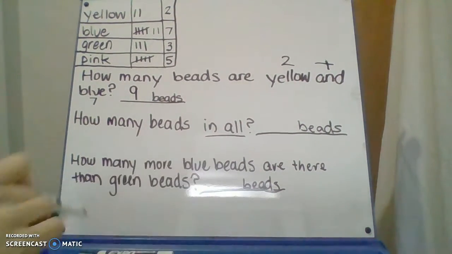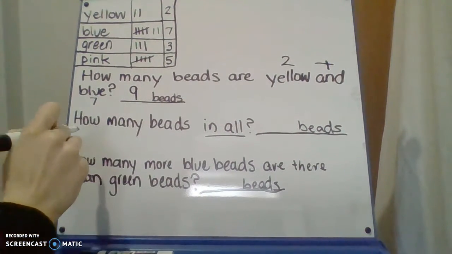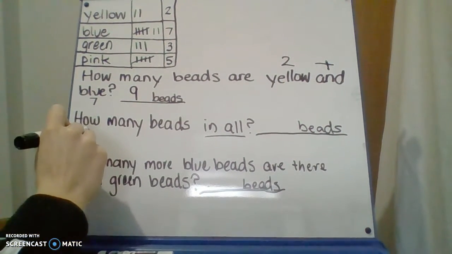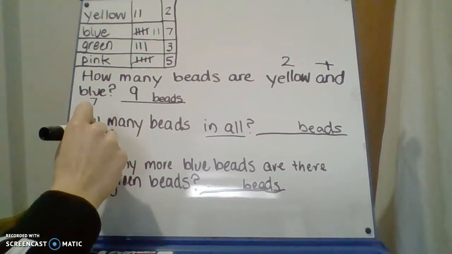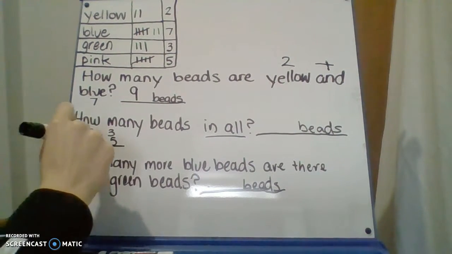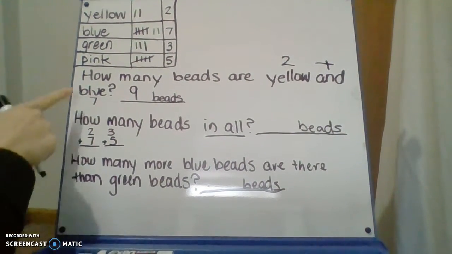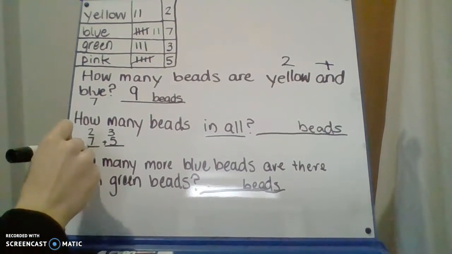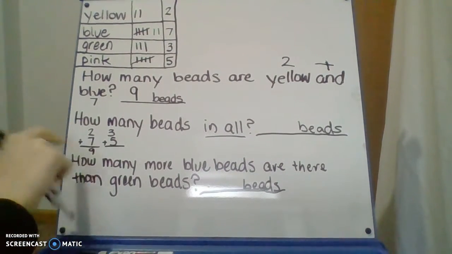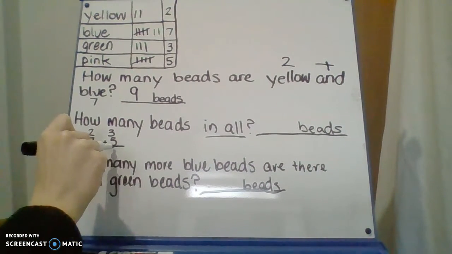Now your second question says, how many beads in all? So again, I write my numbers down because I don't want to mess up. So I have 2, 7, 3, and 5. I'm going to add them vertically right here so you can see that. So I do 7 plus 2, which I already did. 7 plus 2 is going to give me 9. Now, 3 plus 5, which is just giving you that think time, 8.